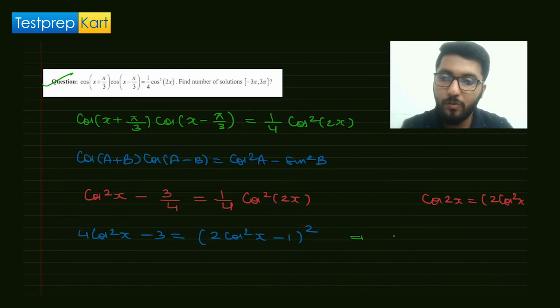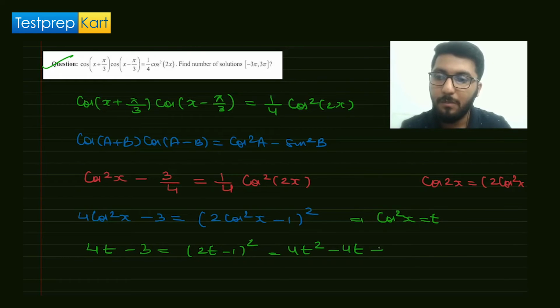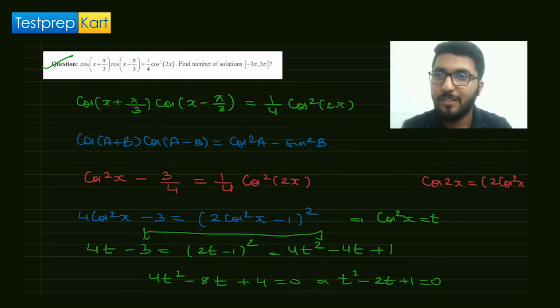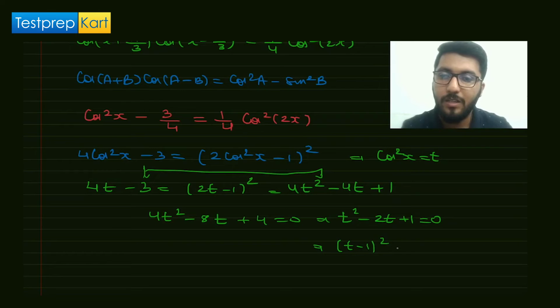Now we are going to take cos square x to be t. If we take that, we get 4t minus 3 equal to (2t minus 1) square, that will be 4t square minus 4t plus 1. If we take these to one side, I guess we'll get 4t square minus 8t plus 4 equal to 0. That will give you t square minus 2t plus 1. Great, this is nothing but a perfect square, right? So this is (t minus 1) whole square. That will give you t equal to 1, but t is cos square x, so cos square x equals 1. That means cos x equals plus minus 1.